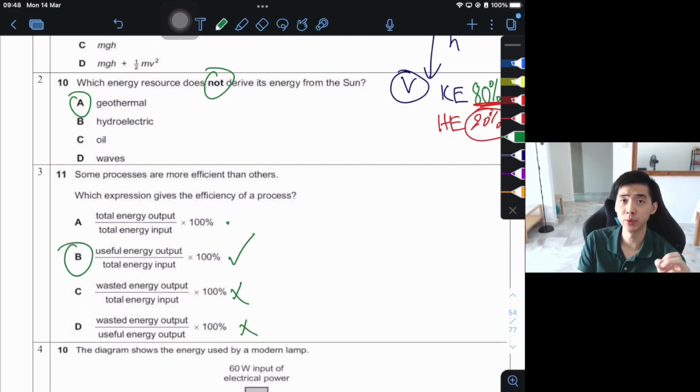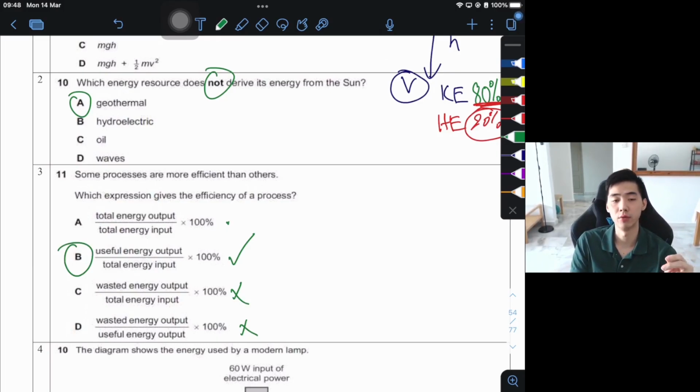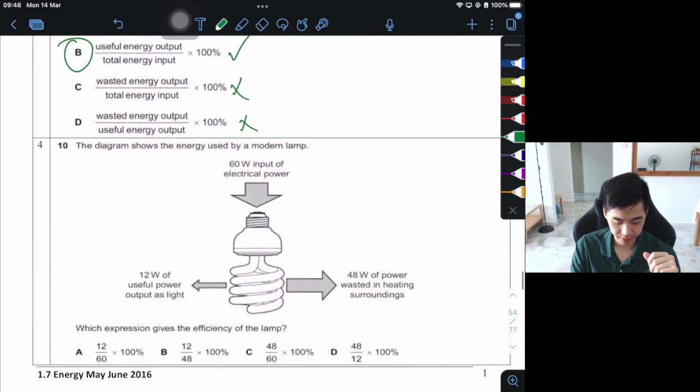Now, when we're dealing with these kinds of questions, you have to be very careful because although the equation is output over input times 100%, the real equation is useful output over total input times 100%. So this one here is just a play of words, guys.